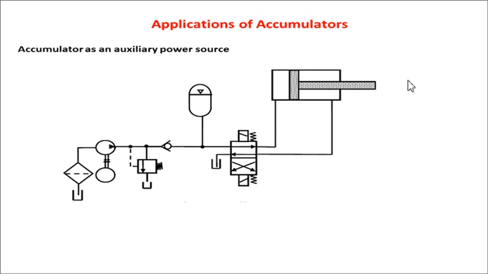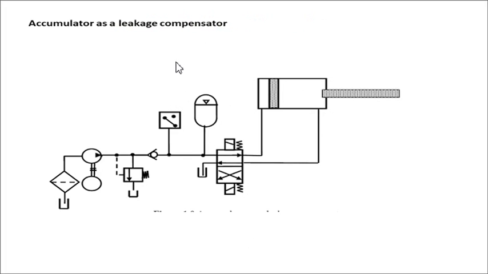Then any high pressure requirements for the circuit can be fulfilled. And you can see that there is a non-return valve that will prevent the accumulator discharge from going back to the pump and damaging that pump. So during the normal course of working, the accumulator first gets charged, and whenever there are high pressure requirements in this circuit, the accumulator will act like an auxiliary power source.